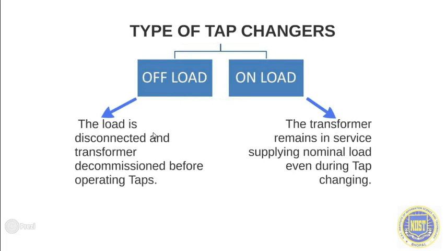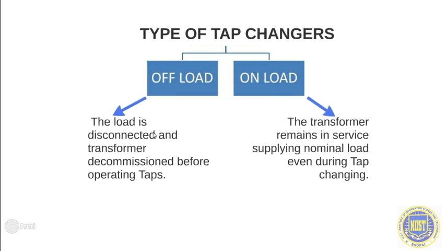But when it comes to the operation of these tap changers, they can be classified into two types of tap changers. Number one is the off-load tap changer, which is operated when the load is disconnected and the transformer decommissioned before operating taps. And the second one is the on-load tap changer, which remains in service supplying nominal load even when the taps are changing.